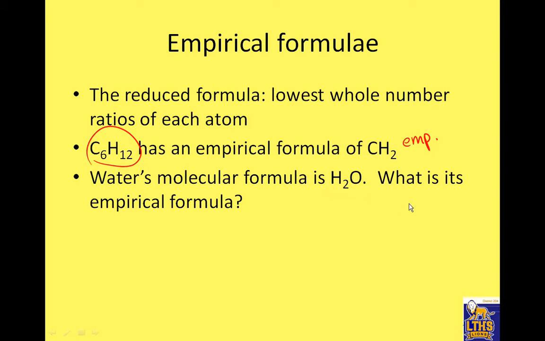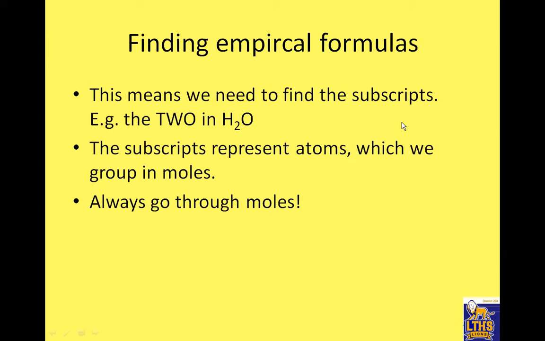Water's formula is H2O. What is its empirical formula? Well, already our lowest ratio is 2 atoms of H to 1 atom of O. So its empirical formula is also H2O. So some compounds, their empirical formula is their molecular formula. Other compounds can be reduced from their molecular formula to their empirical formula. But what we're going to do next is figure out how we can find this given data. Okay, so how do you find an empirical formula?